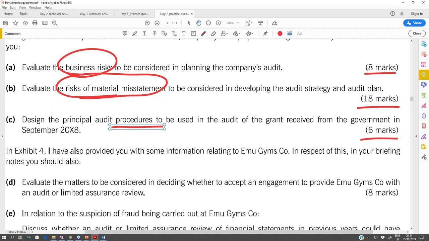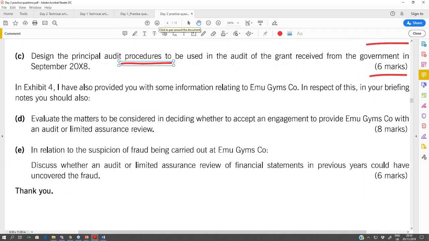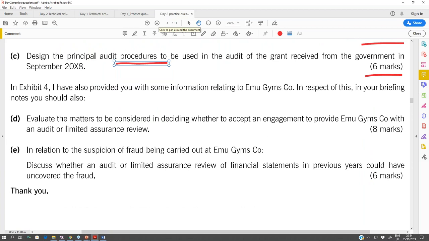Then another requirement here. In exhibit 4, I have provided you with some information relating to Emu Gym Company. In respect of this, in your briefing note, you should also. So again, there is some suspicious information in exhibit 4.